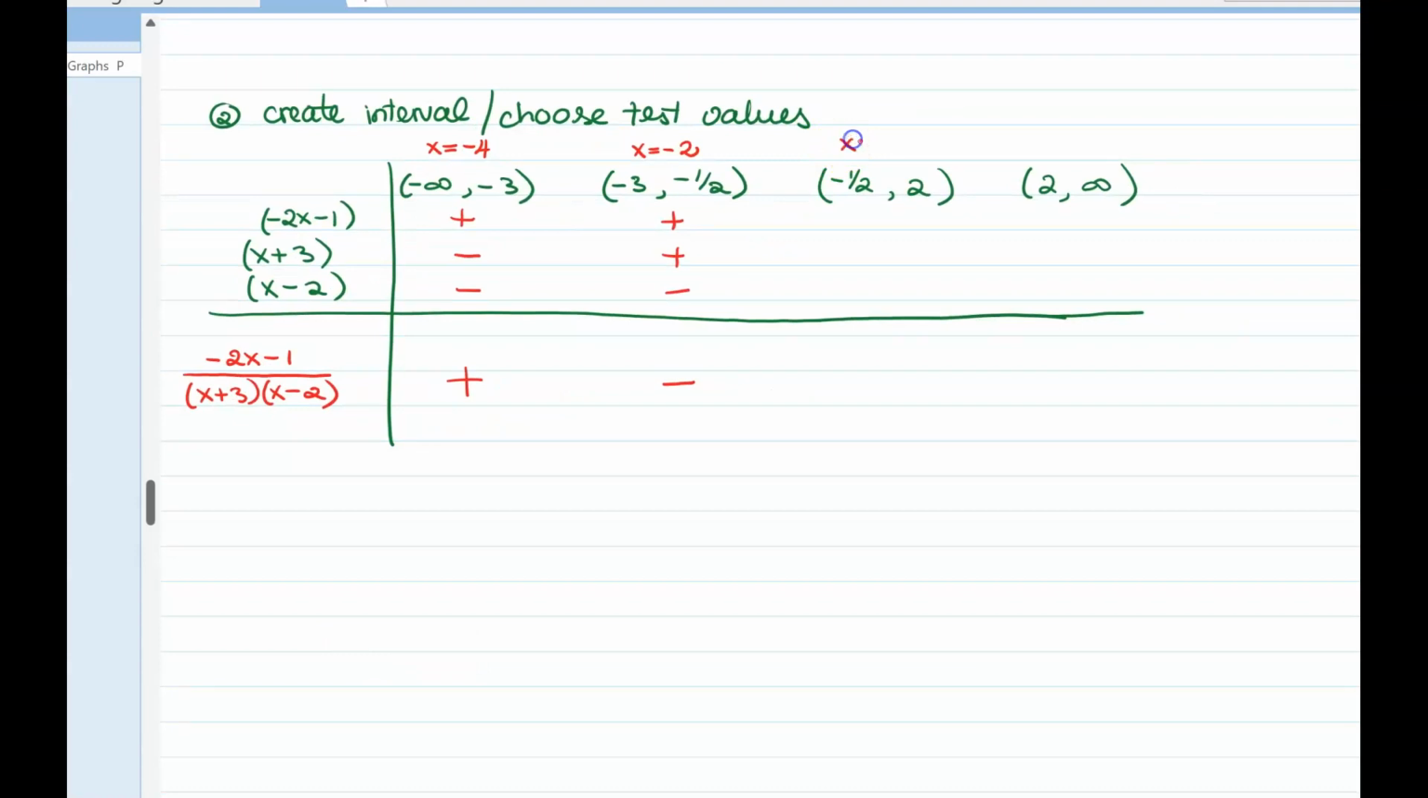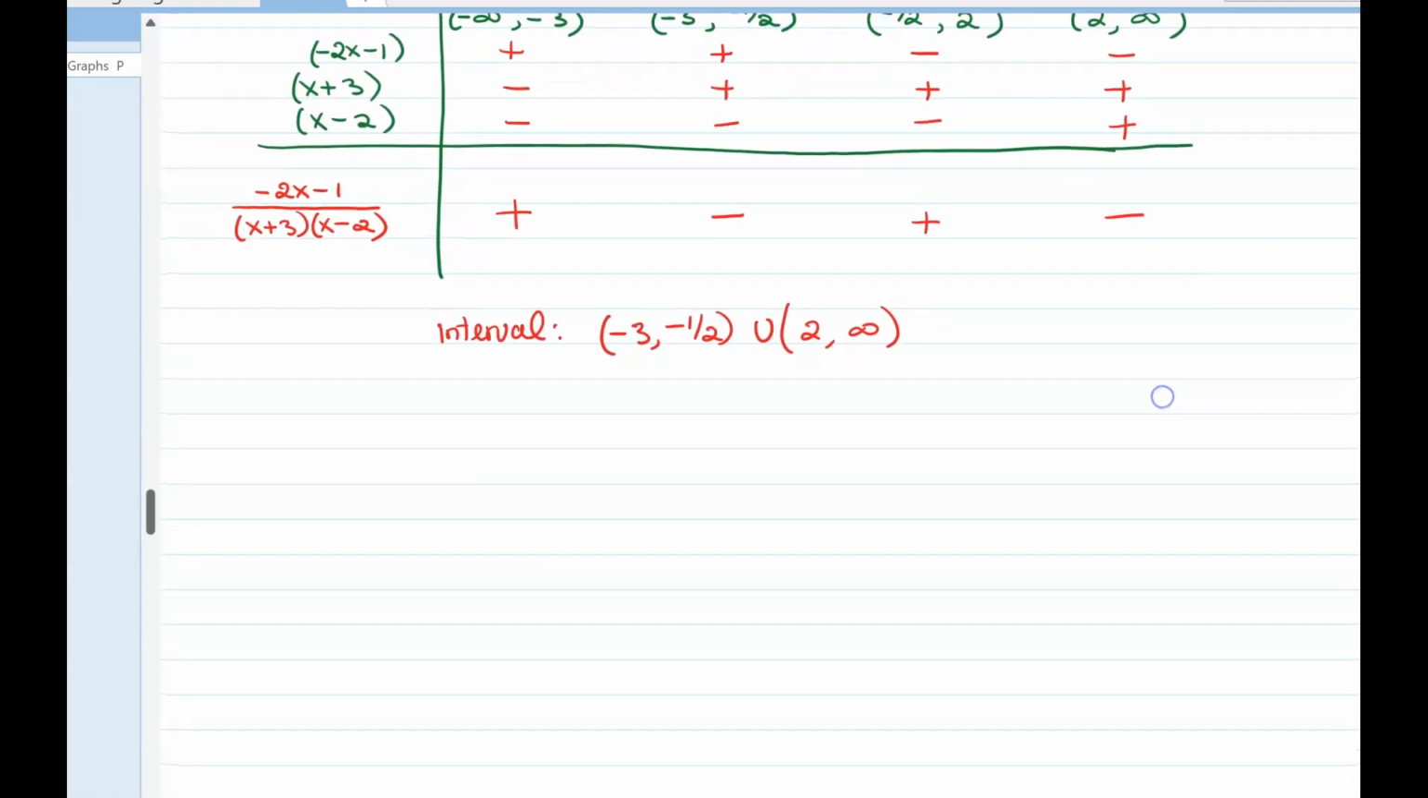The next one, let's choose x equals 0. So here we get negative, positive, negative, which makes this interval positive. And in the next case, let's choose x equals 3. Then we have a negative, positive, positive, which makes this negative. So therefore, the solution for this inequality in interval notation is from negative 3 to negative a half, union with 2 to infinity.